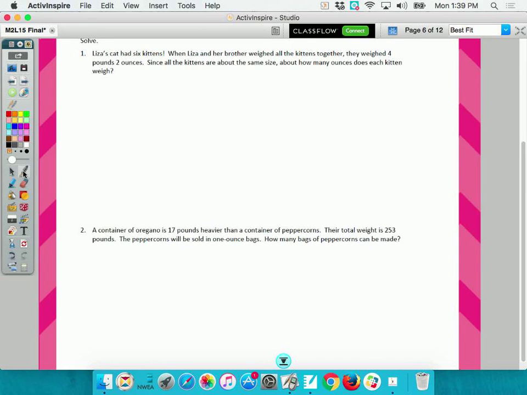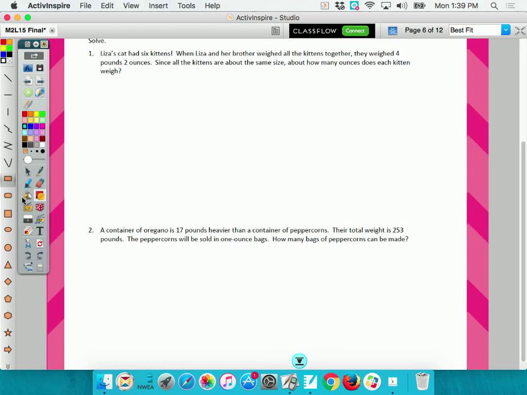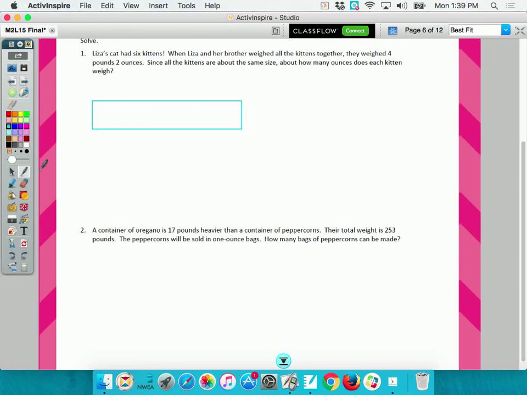Thomas? That there were 6 kittens, and they weighed 4 pounds 2 ounces, and there are 16 ounces. Okay, so he's thinking ahead here. So how many equal parts should I make on this tape diagram? Lexi? 6. 1 for each of the kittens, right? Yes. Okay, go ahead and do that now.